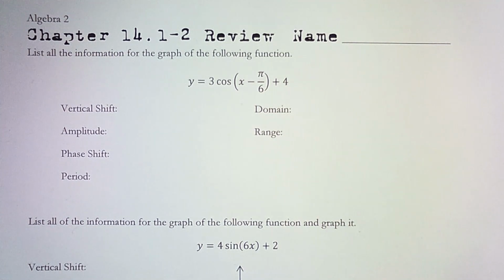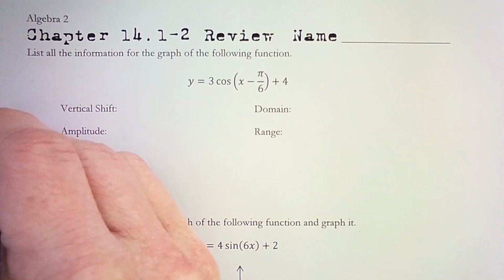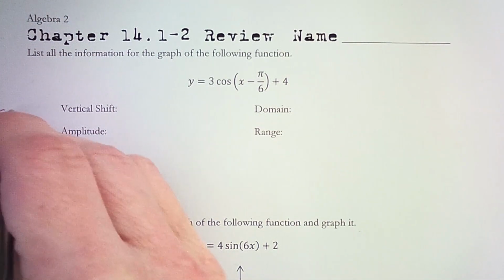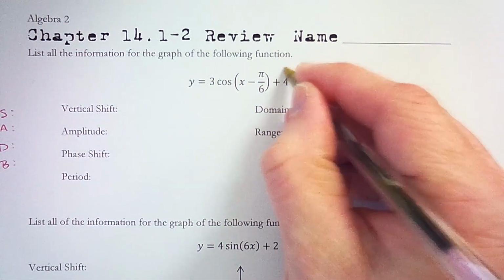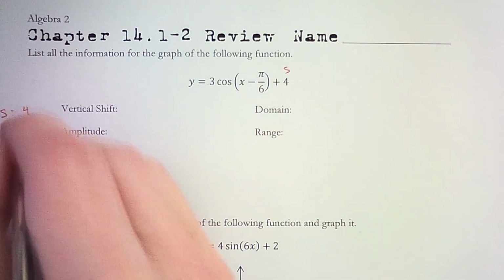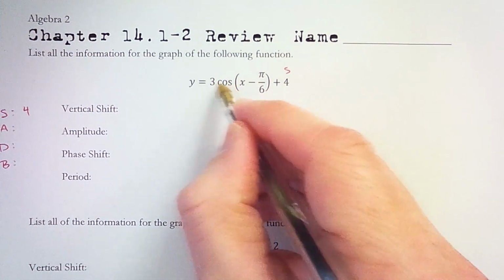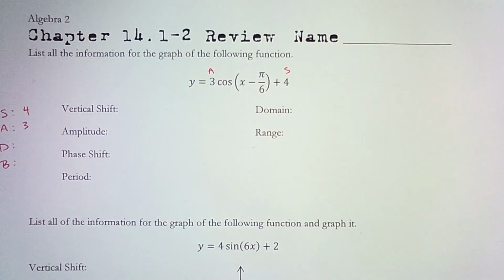So first we've got an equation of a periodic function, and we're looking for some information out of this equation. Now when I have an equation, I look for four things: S, A, D, and B. So S is right here. It's the sinusoidal axis. It is 4. A is right here in front of sine or cosine. So there's A. A is 3.